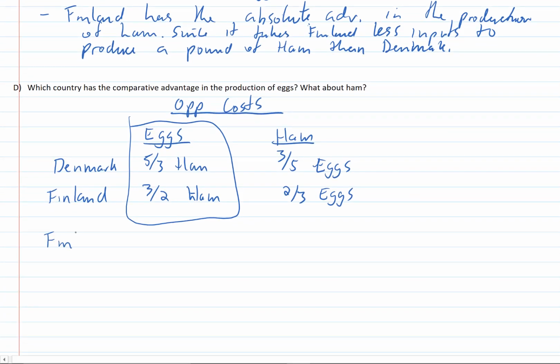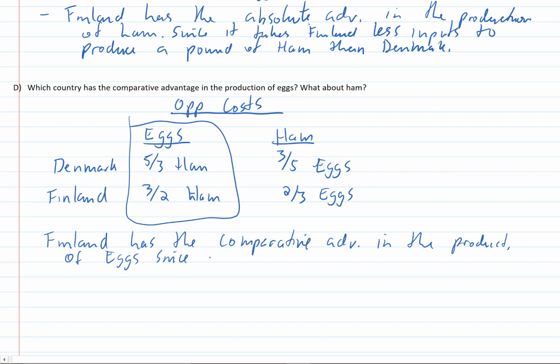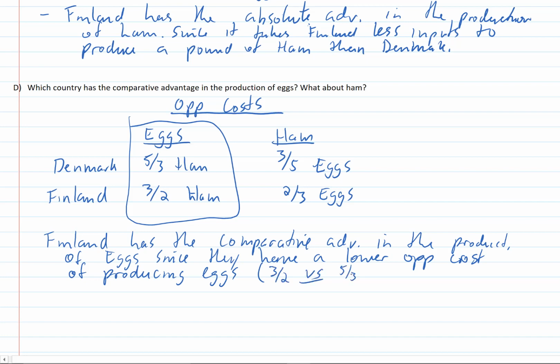So Finland has the comparative advantage in the production of eggs, since they have a lower opportunity cost of producing eggs. 3 over 2 versus 5 over 3.